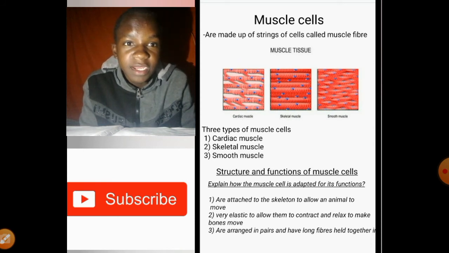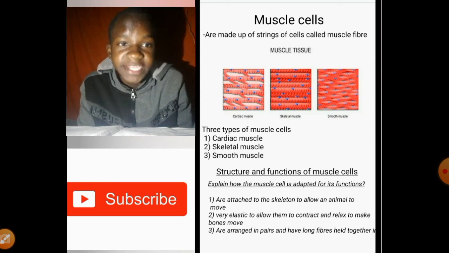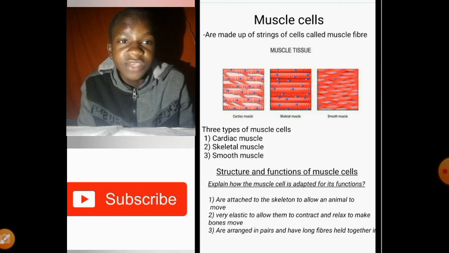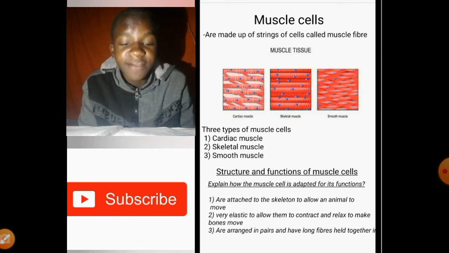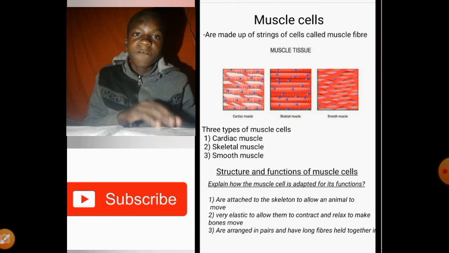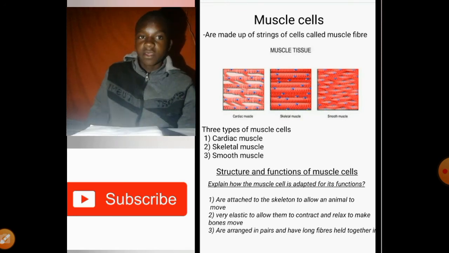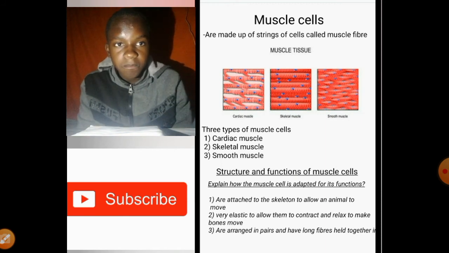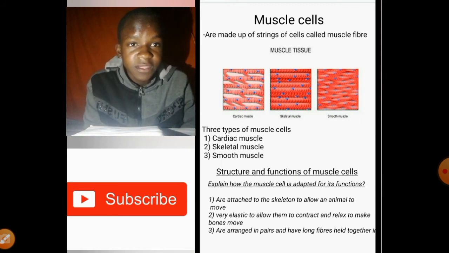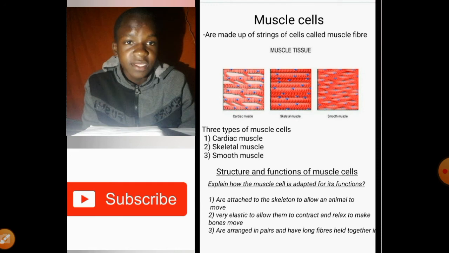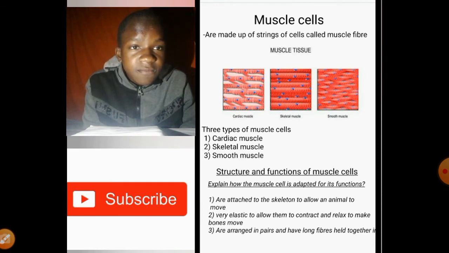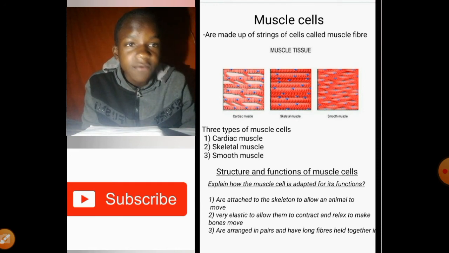Number three, they are arranged in pairs and they have long fibers held together in bundles. Those are the functions of a muscle cell.